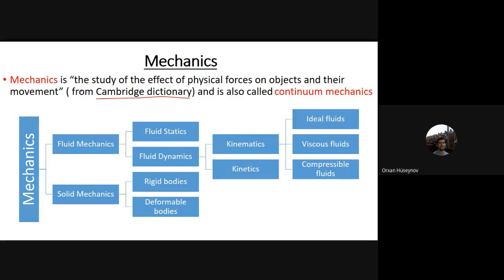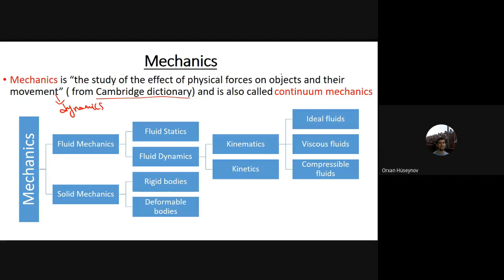Okay, this is the definition of mechanics. It studies the effect of forces on objects and their movement. Okay. In other words, mechanics studies interactions between forces and the objects. And sometimes the objects can move. When it moves, you are studying dynamics.